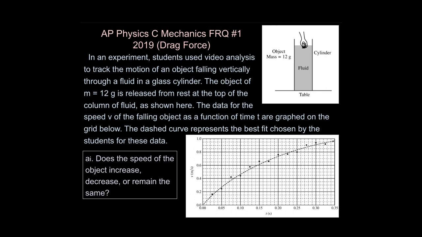And this is our data in the lower right. This is a picture of the system in the upper right. The first question is a free question, basically. Free points, more or less. It says, does the speed of the object increase, decrease, or remain the same? And of course, the speed increases throughout this process. So it doesn't get to a point where it reaches terminal velocity.